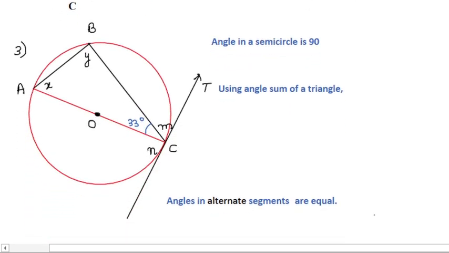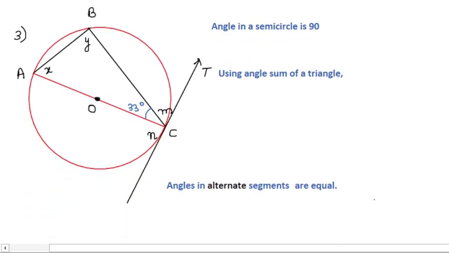In the third question, I have a triangle and a tangent. We are to find x, y, m, n, these four angles. I start with this triangle because in this triangle there is one angle which is known.